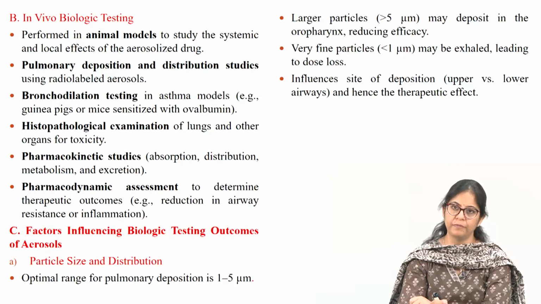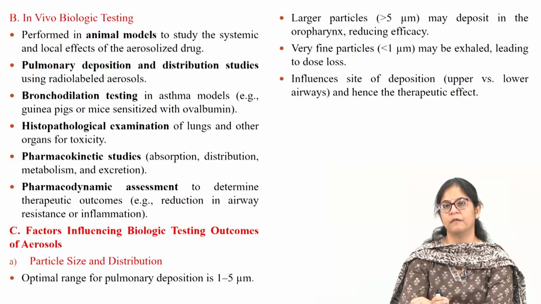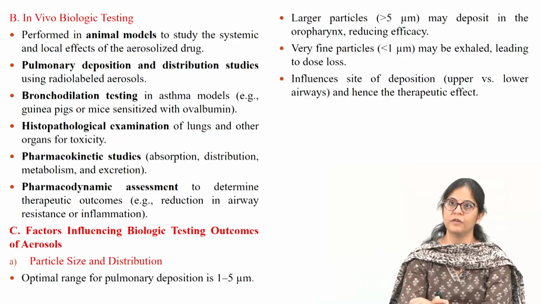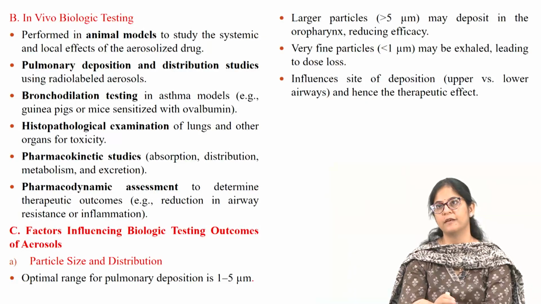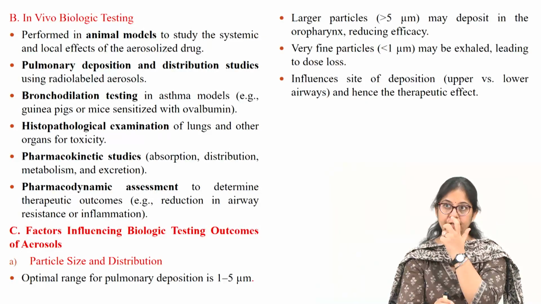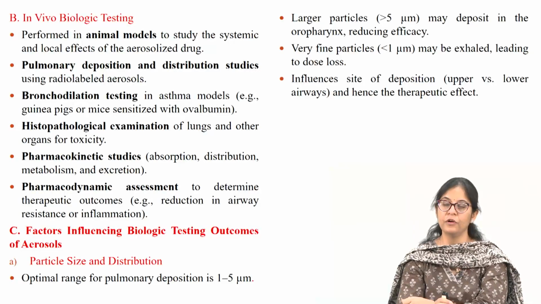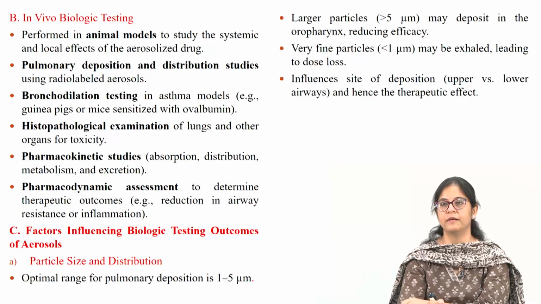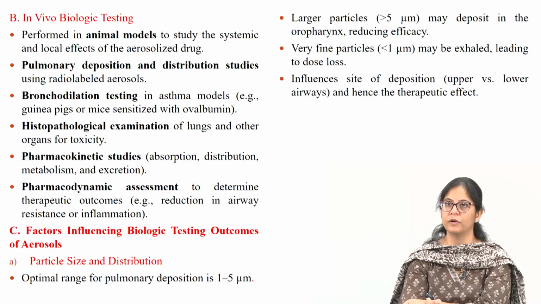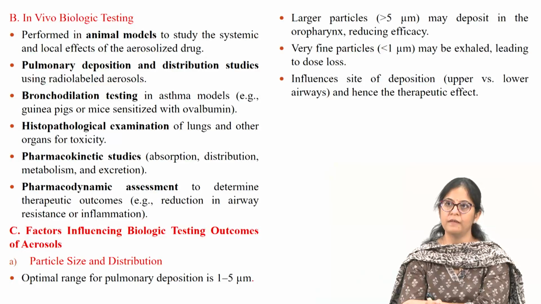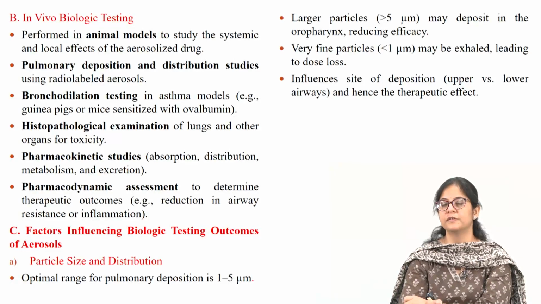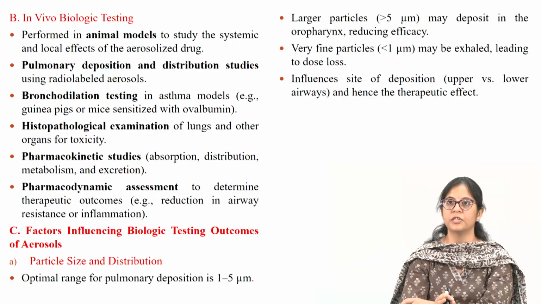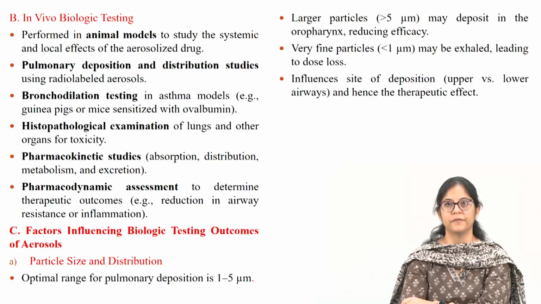The optimal range for pulmonary deposition is 1 to 5 micrometers. Larger particles greater than 5 micrometers may deposit in the oropharynx, reducing efficacy. Very fine particles less than 1 micrometer may be exhaled, leading to loss of the dose. Particle size influences the site of deposition, that is upper or lower airways, and hence the therapeutic effect, because of the variation in the size of the particles.